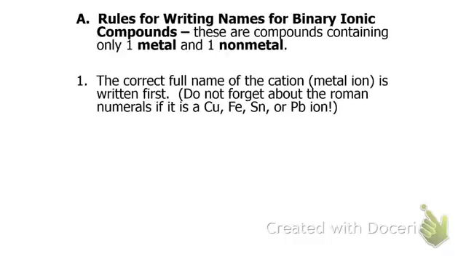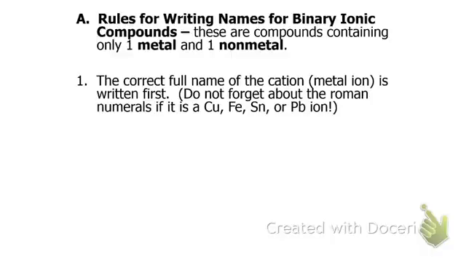So the first thing is always the cation. We talked about that yesterday when we wrote the formulas. When we're writing the names, the cation always comes first, and it keeps its name. So if it's sodium, it's just sodium. If it's magnesium, it's just magnesium. No prefixes, it just gets its name.